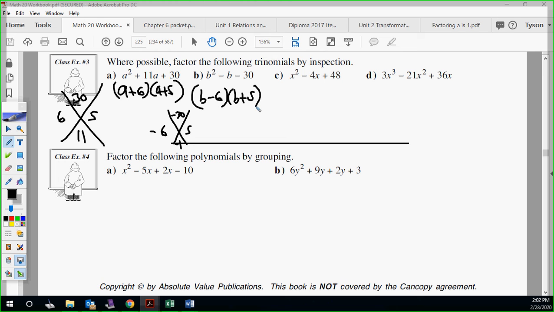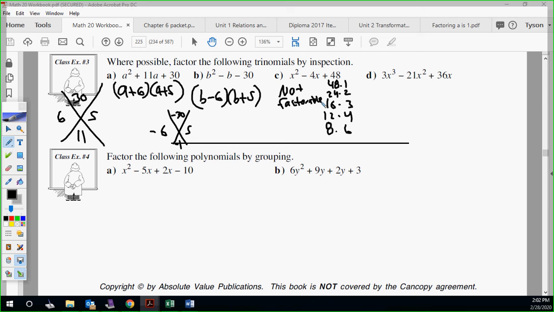Okay, 48. So we have 48 and 1, 24 and 2, 16 and 3, 12 and 4, 8 and 6. None of those are 4 apart. So this one's not factorable. A little bit of a tricky one there. Not factorable.